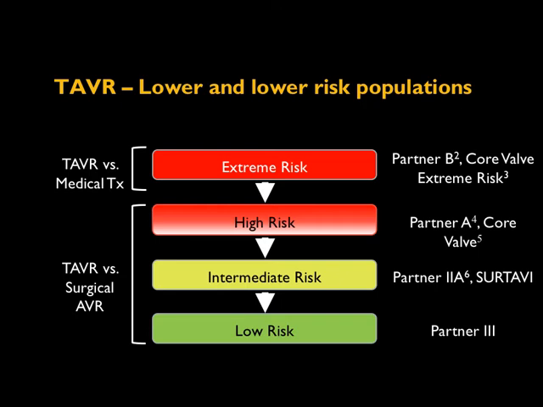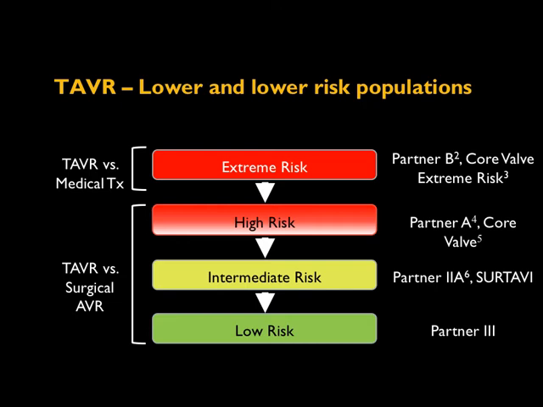Following those extreme risk trials were high risk trials. In this case, these are patients who could have surgery, but the surgery itself had quite a high risk of morbidity and mortality. Again, patients were randomized to either high risk surgery or transcatheter aortic valve replacement. And again, the valve performed quite well in that scenario.